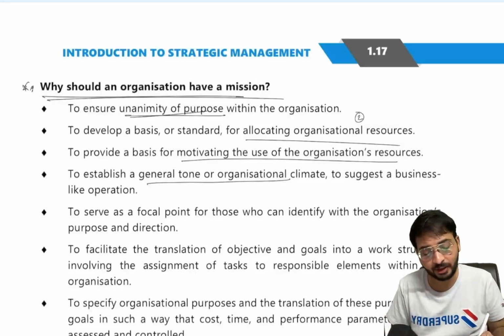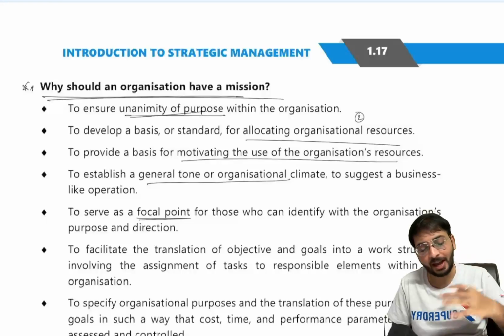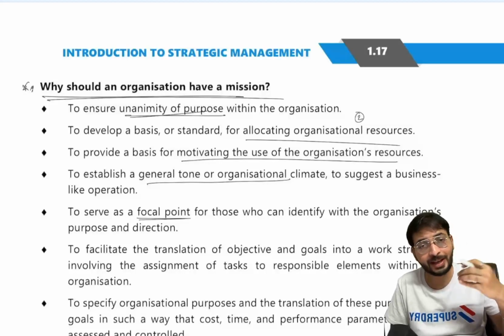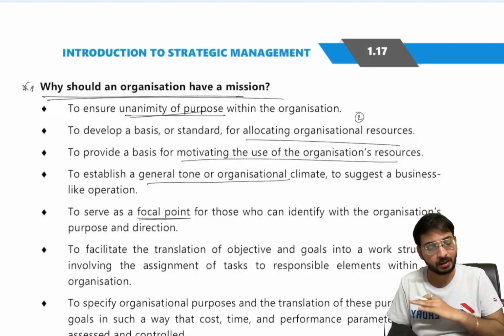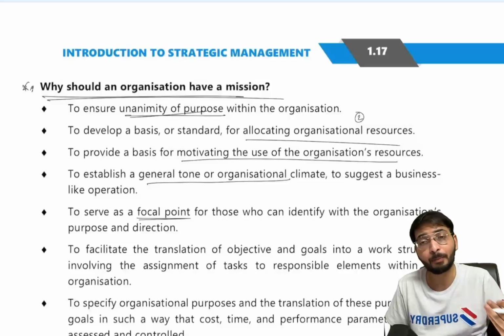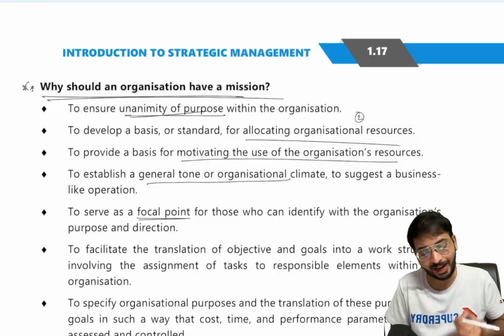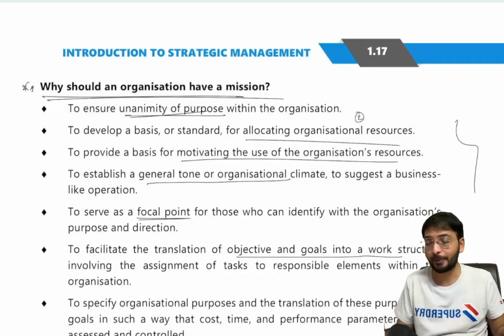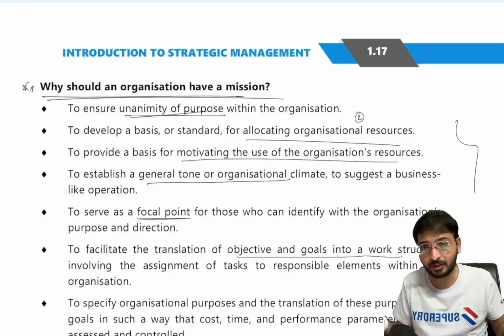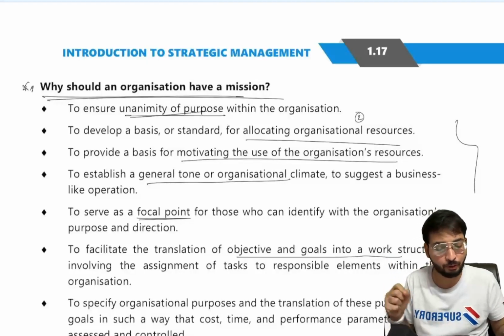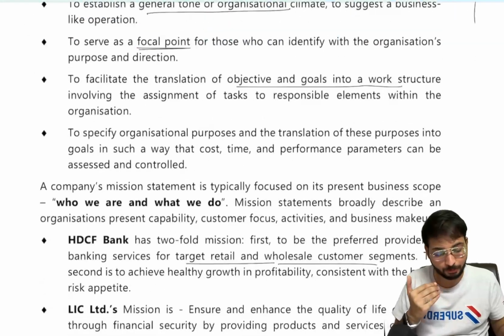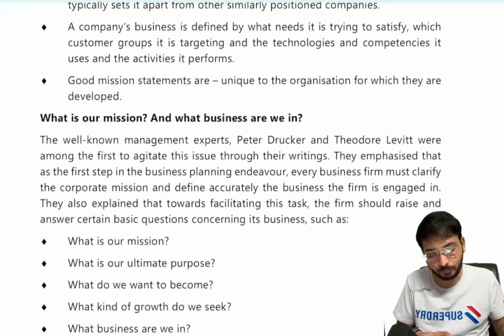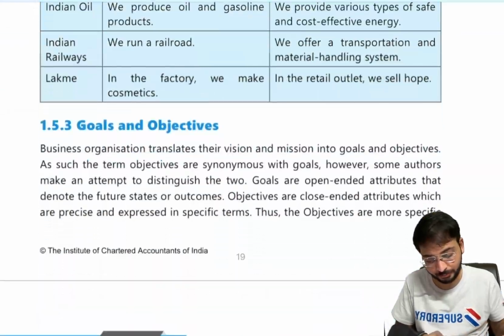Next, it serves as a focal point, a center point: whoever wants to know about a company, if they see the vision, they can understand what the company is working on. So they translate the objectives and goals into the work structure. If you write these points, that would be fine. Unanimity of purpose, allocate the resources, motivate to use the allocated resources. Next, establish a general tone, serves as a focal point, translate into objectives and goals. These are basics, you can just go through it.